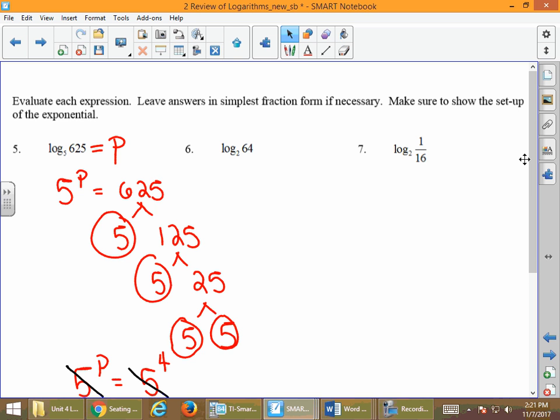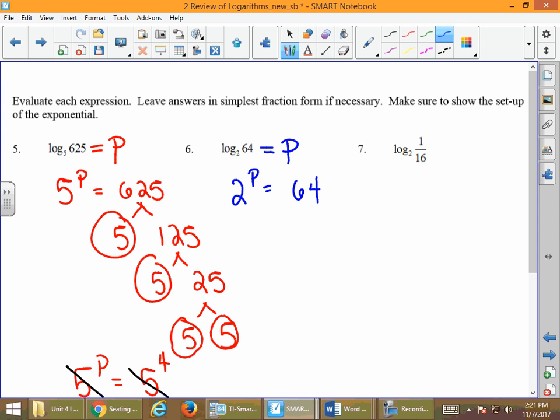Once again, set this equal to something. I know that it doesn't have an equals in there. I tend to put equals p. Some people put equals x every single time. It's fine. Rewrite this as an exponential. 2 to the p equals 64.